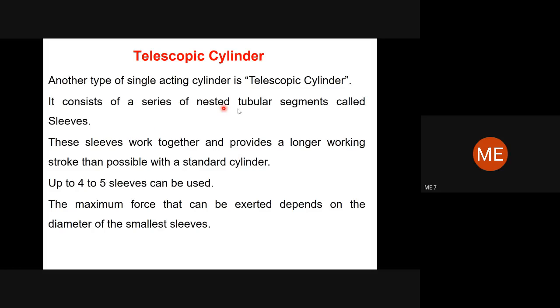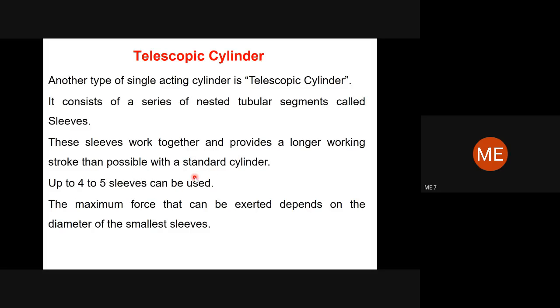It consists of a series of nested tubular segments, called the sleeves. These sleeves work together and provide a longer working stroke than is possible with a standard cylinder.